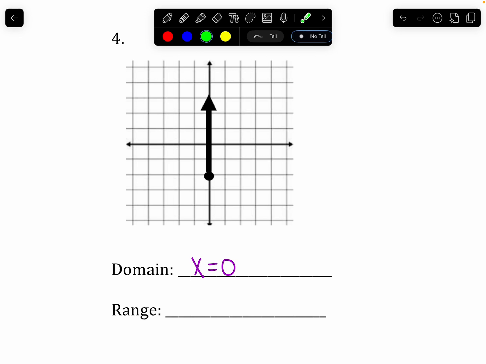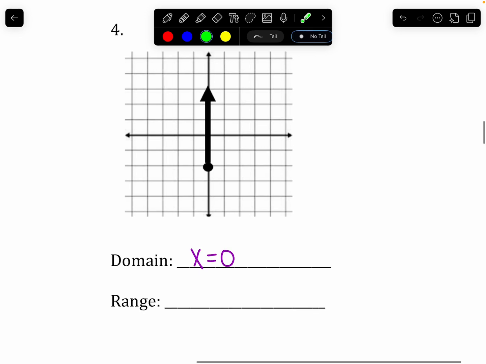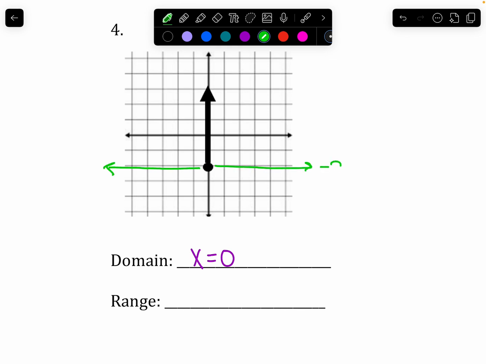Now, what happens when I grab my highlighter or my laser pointer and I start looking for my range values, my y values? My graph doesn't contain any down here. And then all of a sudden, I start moving, and then bam, there's my first y value. So I'm going to come back over here, and I'm going to label that. What is that y value? That y value is -2.